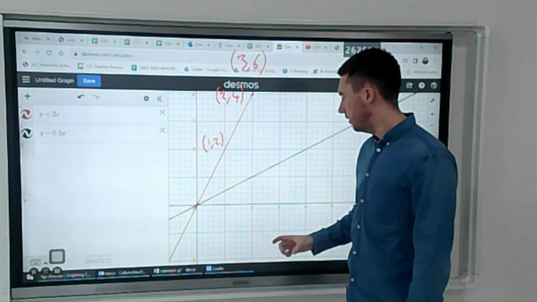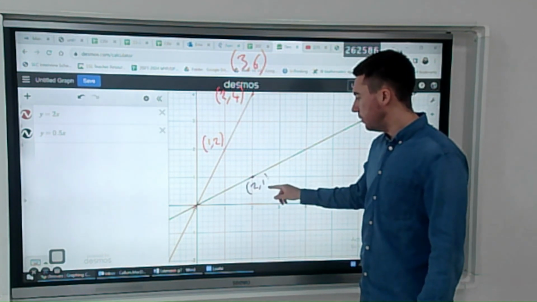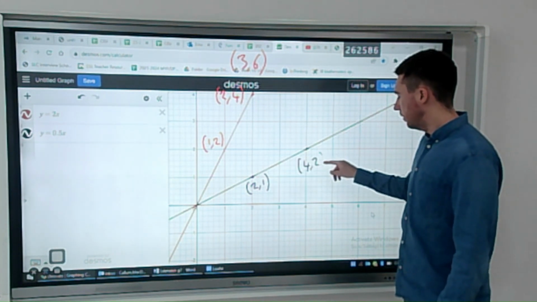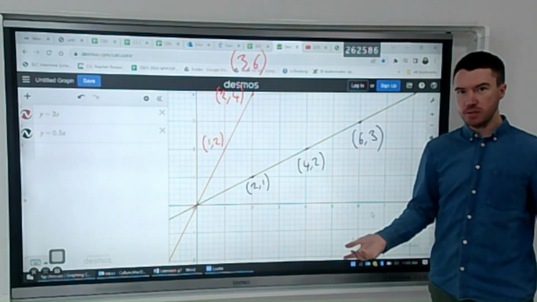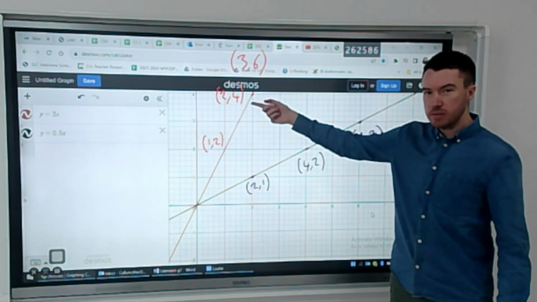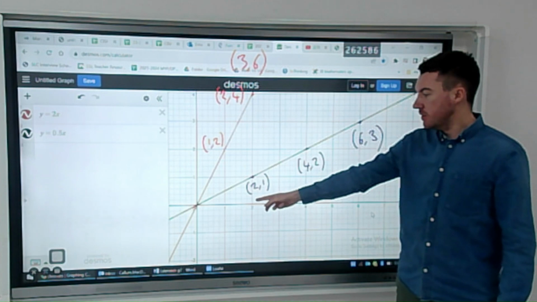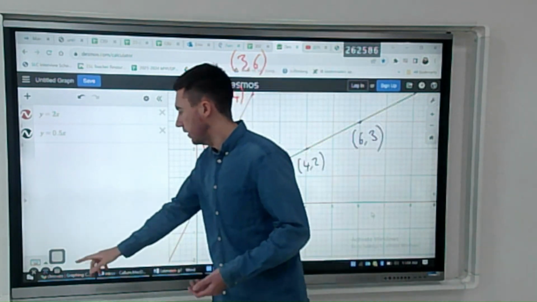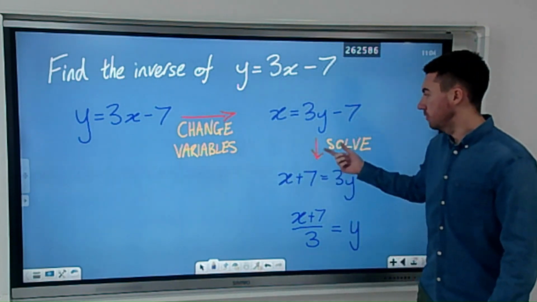Now let's look at the inverse. What points are on this line? Well, there's this point, which is (2, 1). And there's this point, which is (4, 2). And there's this point, which is (6, 3). And we're starting to notice this line is formed by taking these points and switching the variables. Right? (1, 2) changes to (2, 1), (2, 4) changes to (4, 2). We switch the variables. So that is the reason why we switch the variables and then solve.